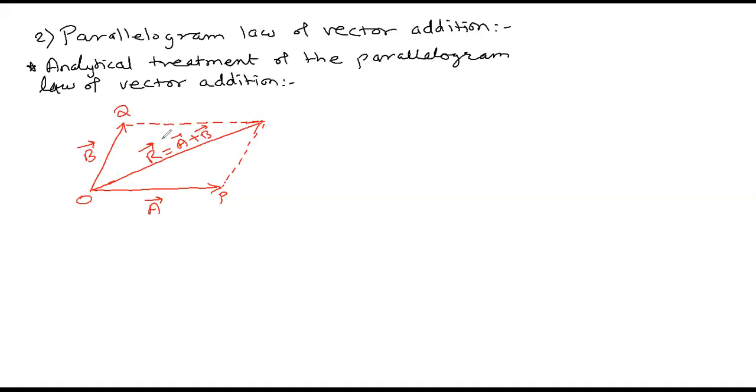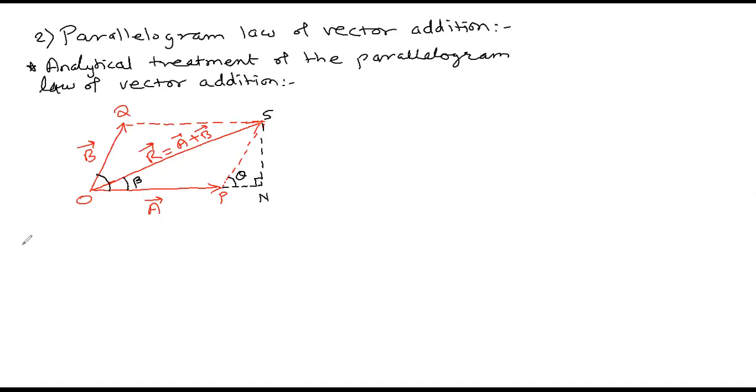Now, if you want to find the magnitude and direction of the resultant vector R, again I will use the same concept of the triangle law of vector addition. That means here I will extend this OP, and from this point S, I will draw a perpendicular so that this point is N, and this angle is theta. Already I explained this angle: theta is the angle between these two vectors, vector A and vector B.